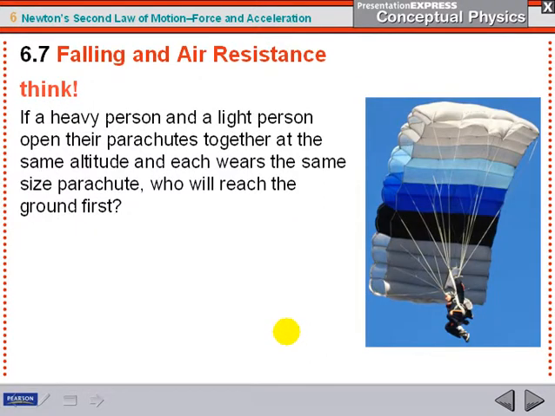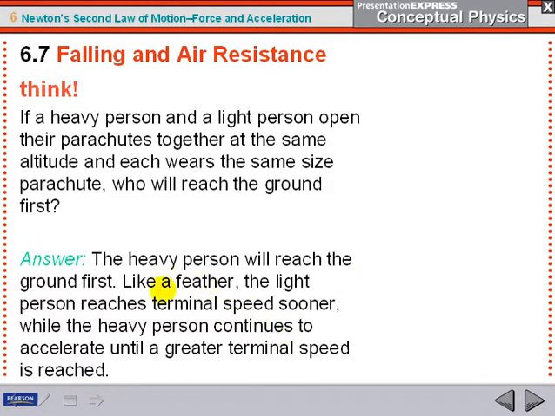So a heavy person and a light person open their parachutes together at the same altitude, and each wears the same size parachute. Who will hit the ground first? The heavier person will, because they're going to continue to accelerate longer, because they have a greater terminal speed to reach, because their weight is larger.